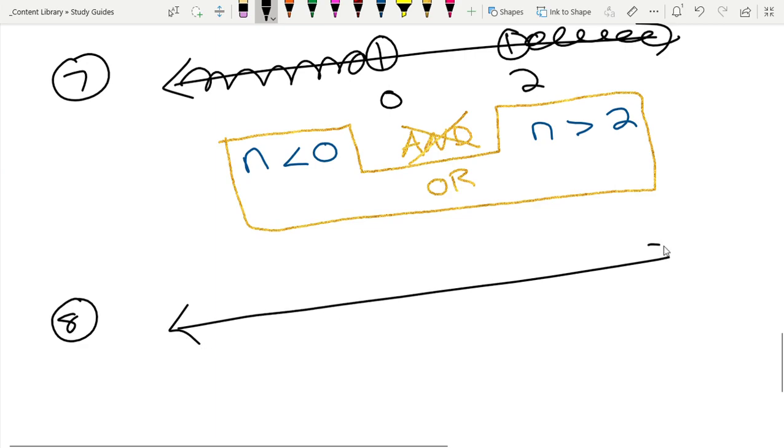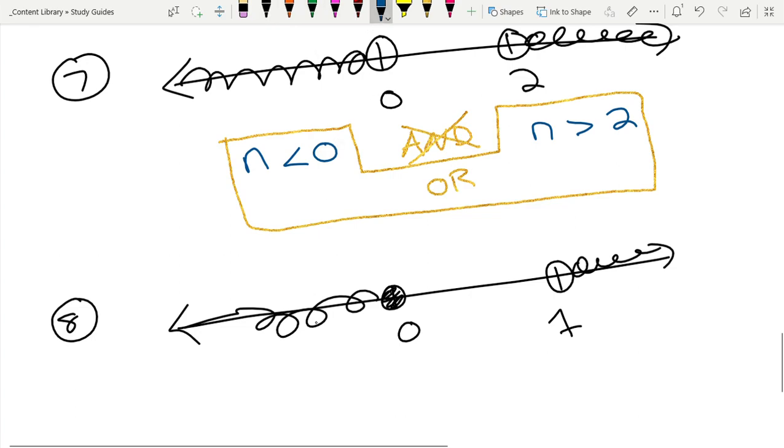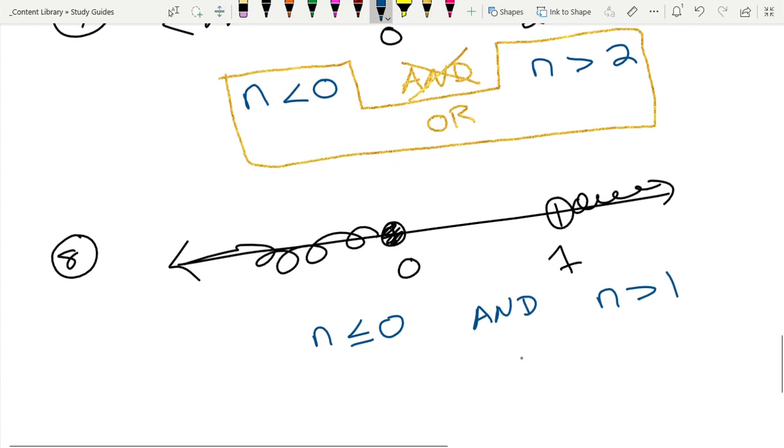Got another number line. We got 0 bubbled in to the left, and we've got a 1 not bubbled to the right. So again, we translate. This shading is to the left of 0. So n is less than or equal to, because it's bubbled in, 0. These numbers are to the right of 1. So the numbers are bigger than 1. So again, we check AND to see if it works. Can you be less than 0 and bigger than 1? No, it's mathematically impossible. So this has to be an OR statement as well.